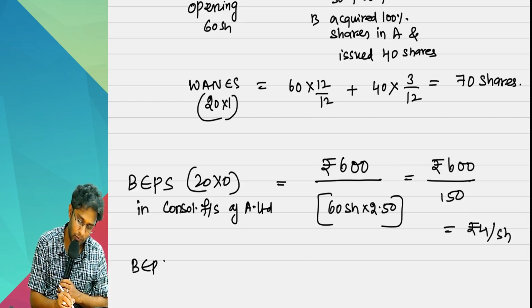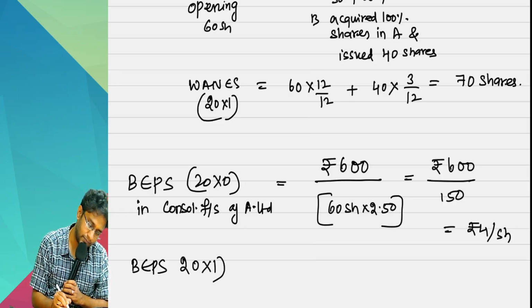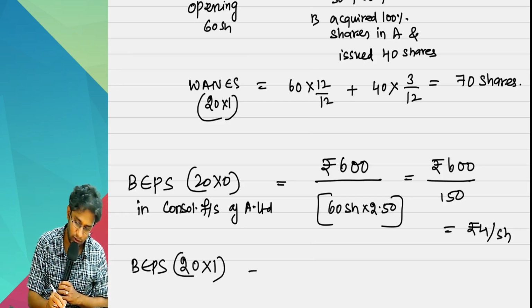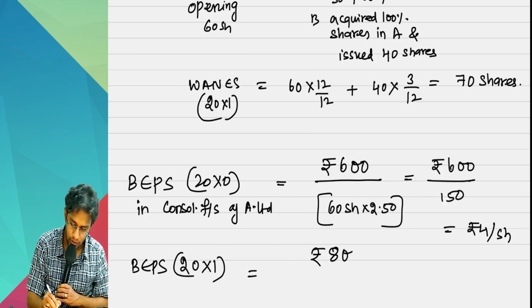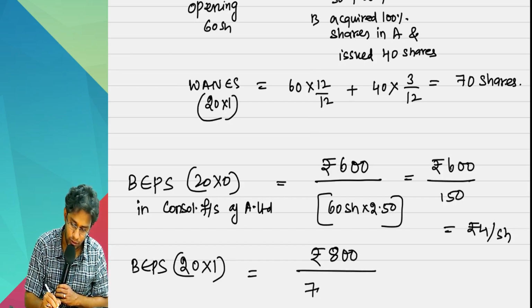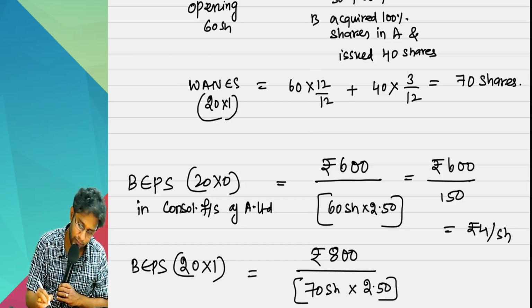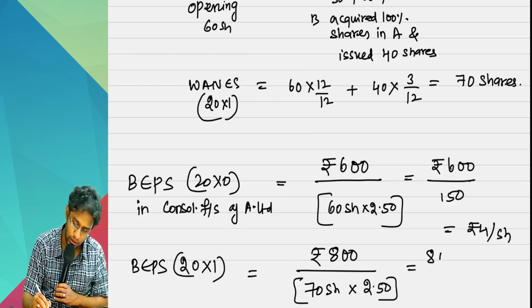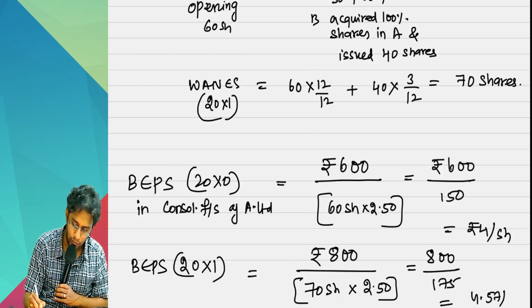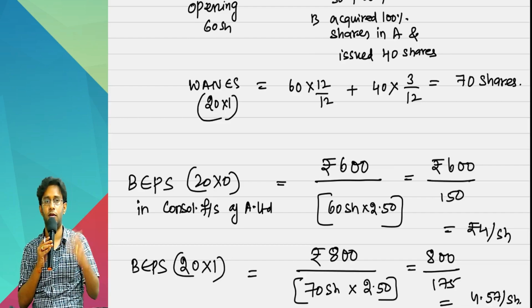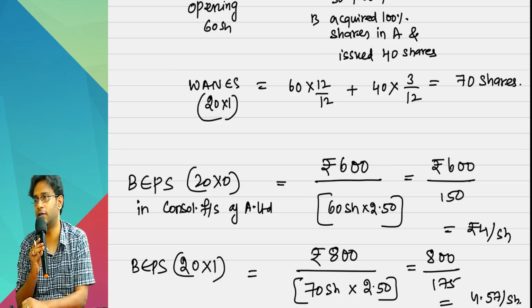Similarly, basic EPS for this year, it will be 800 divided. What was the variance you got this time? 70 shares. That into 2.5. 800 divided by 175. You will have your 4.5. That's all. This is more easy for you.